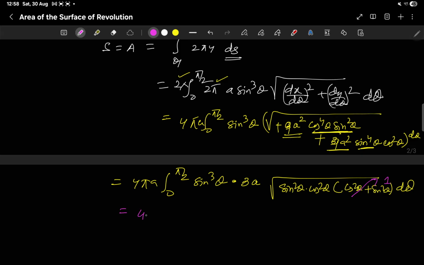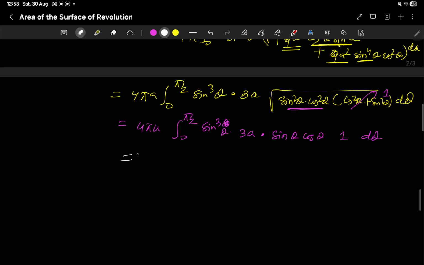So this will be 4πa integral 0 to π/2 sin³θ, it is my 3a, and sin²θ cos²θ taken out, so it becomes sinθ cosθ, this is my 1 dθ. Okay, so 3a taken out. So it is 12πa² integral 0 to π/2 sin⁴θ cosθ dθ.